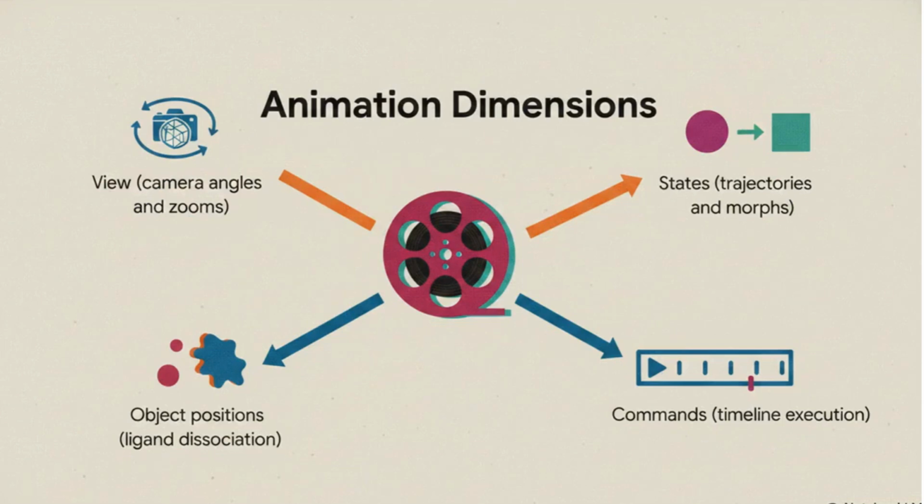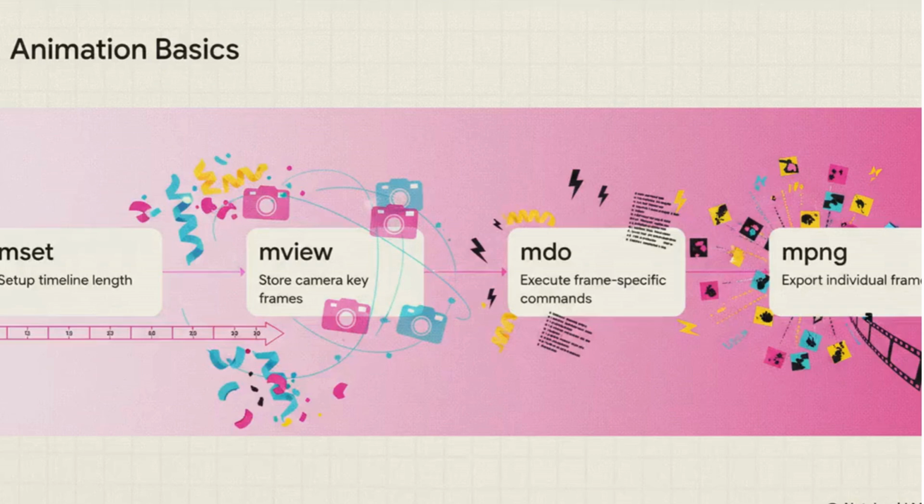Now, let's push beyond static images. PyMol actually doubles as a cinematic animation studio. We can animate continuous motion across 4 distinct dimensions. You can sweep the camera view, move object positions to show ligand dissociation, morph molecular states, and even execute commands directly on a timeline. Building this motion is all based on keyframes.